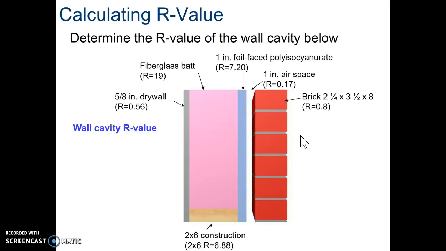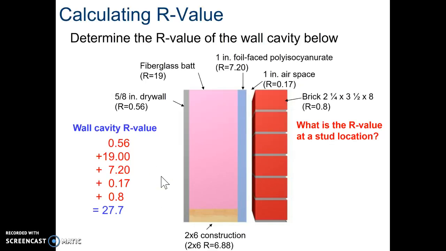So to get the total wall cavity R value, that would be 0.56 for the drywall, plus 19 for the fiberglass bat, which does most of the work here, plus 7.2 for the rigid board insulation. You got 0.17 for the airspace and 0.8 for the brick, for a total R value of, add them all up, 27.7.